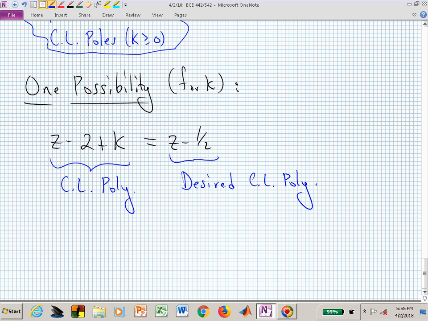We already demonstrated just picking k's and seeing how that marched along that red line. Here's another way. Now you say, oh, you're going to give me a desired closed-loop polynomial. Let me set that equal to my actual closed-loop polynomial in terms of the unknown k, and let me solve for k. That's all we're doing in this example.